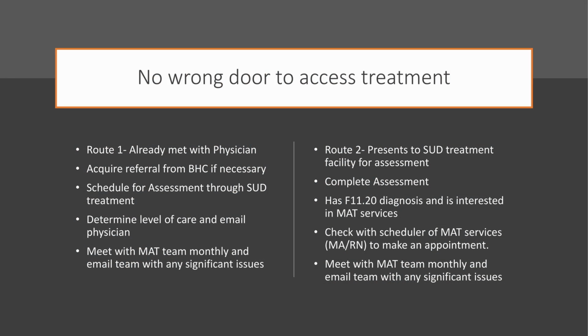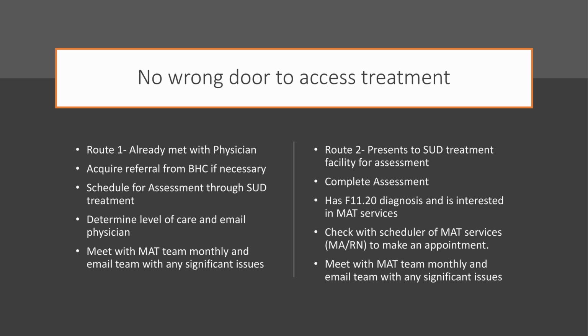There also needs to be, in your process of creating this team, no wrong door to accessing treatment. So there's generally two routes to access treatment. One is that they have found somehow a physician that can prescribe MAT. That physician, at least in our team, then refers them out for substance use treatment, right? A pill doesn't solve everything. We've got to have some skills behind it.